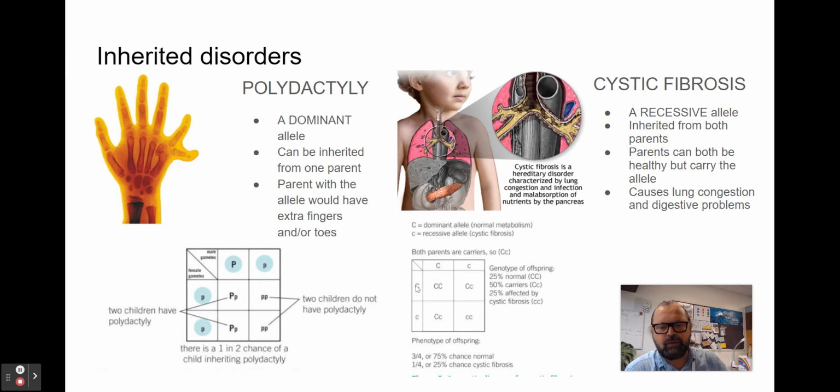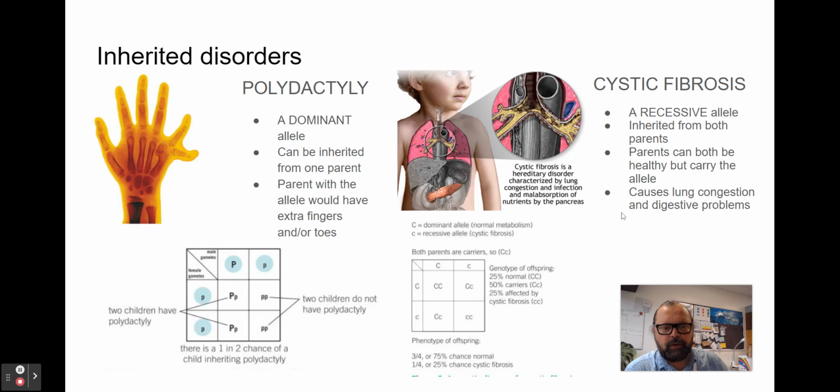The mother's eggs would be the same, 50% normal metabolism dominant, 50% cystic fibrosis recessive. And you can see here in this combination of the Punnett square that this couple would have a 1 in 4 or 25% chance of producing a child with cystic fibrosis. Cystic fibrosis then can be carried by parents, but it doesn't show itself.